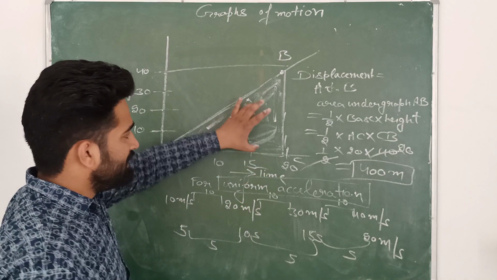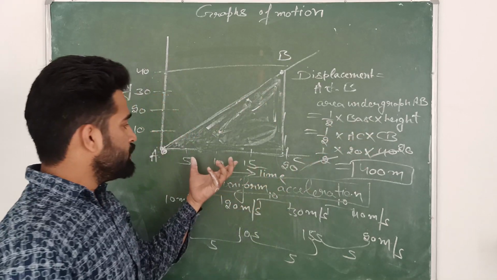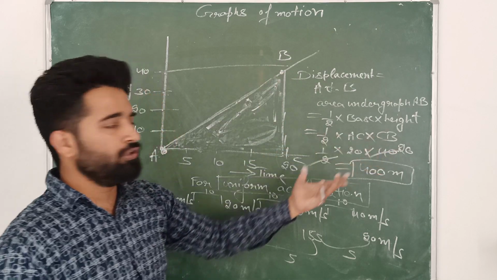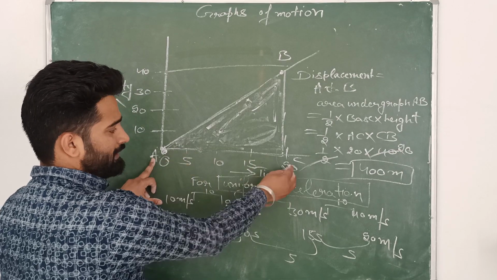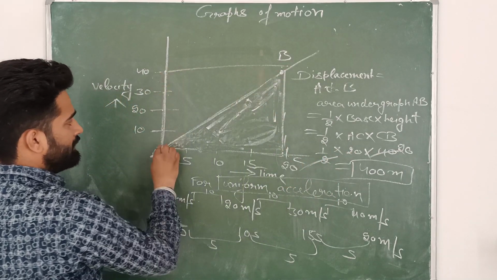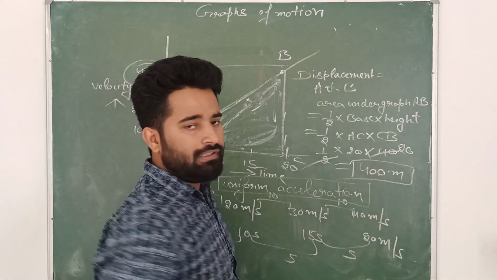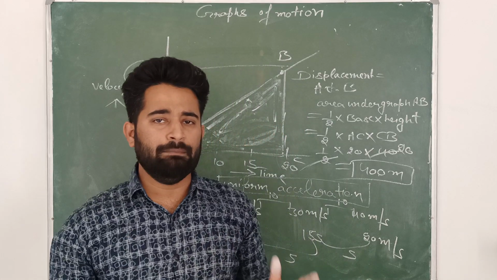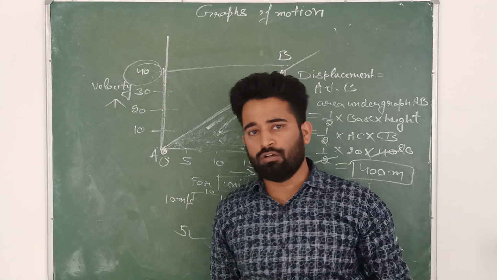So here consider this is a triangle. If a triangle is there, then 1/2 base into height. The base of this triangle is AC and the height is CB, or you can write BC also. AC is 0 to 20, that is 20, and BC is 40. Solve this and you will get the answer 400 meters. So these are the graphical representations of the motion.